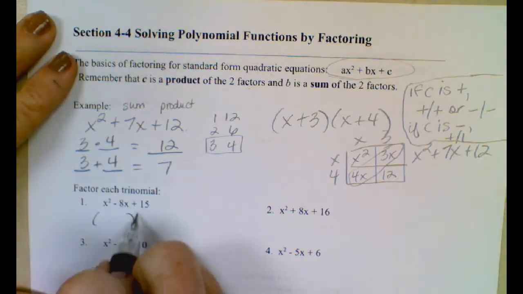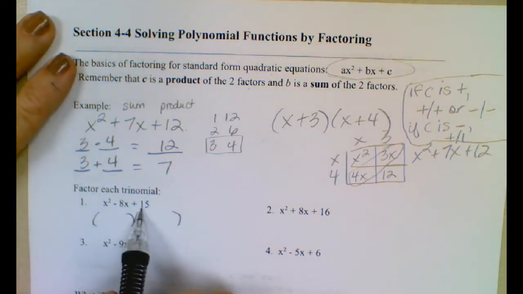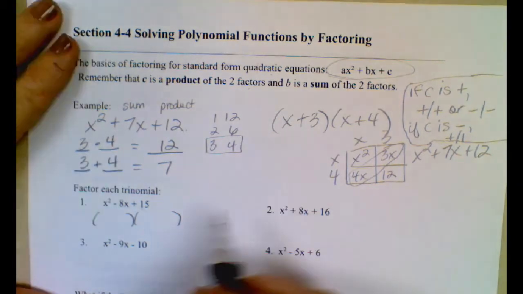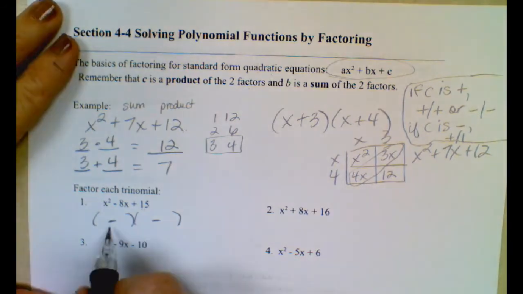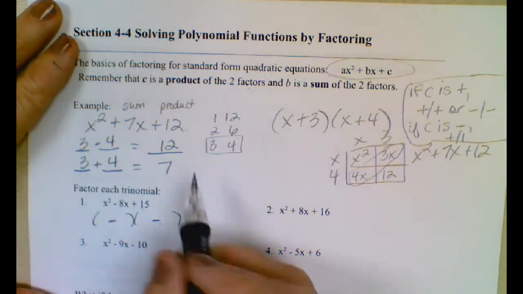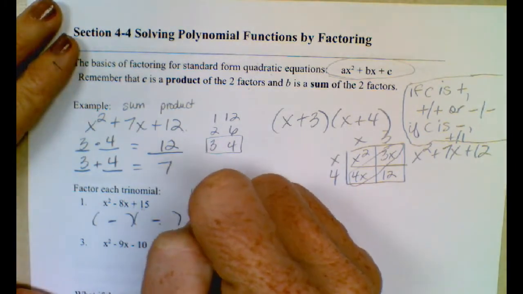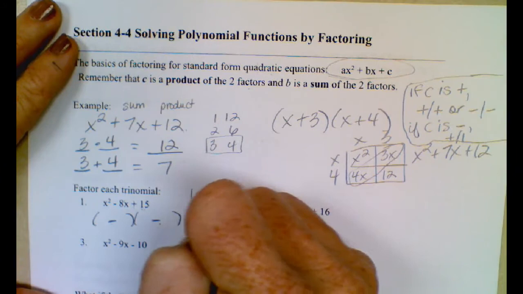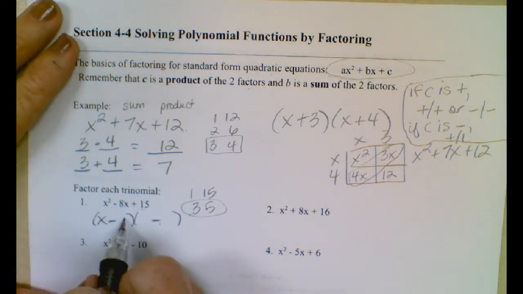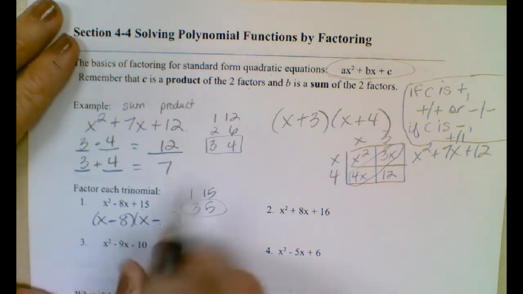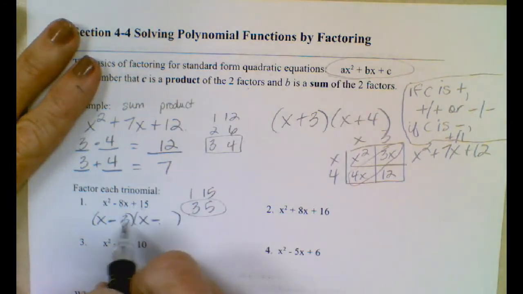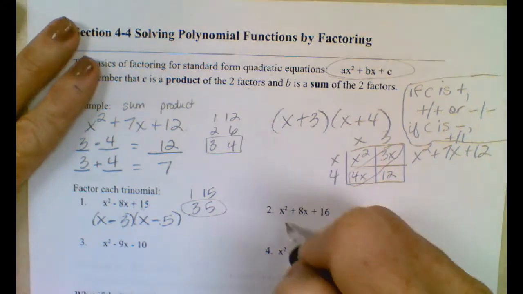Okay, so let's go through and factor each one of these real quick. I'm going to start with my factors of 15, but I also know that my middle term is negative, which means that both of my terms need to be negative. A negative times a negative gives me a positive. A negative plus a negative gives me a negative, so I'm okay. And I know my factors of 15 are 1 and 15 and 3 and 5. So the only two terms that add up to 8 would be 3 and 5. So my factors are x minus 3 and x minus 5.